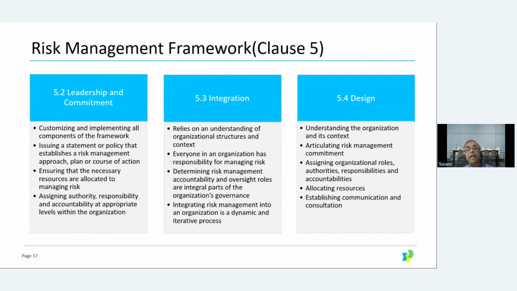Now, coming back to the 5.3 clause, which is talking about integration, it relies on an understanding of the organizational structure and context. What is context? To understand the context, we need to understand both the internal and external context of the organization. From the internal perspective, what are all the things we need to consider? We need to consider the culture of the organization, the vision, mission and values of the organization, and the objectives of the organization. All that needs to be considered when we do a risk management process and prepare the risk management framework. Determining the risk management accountability and oversight roles should all be an integral part of the organizational governance.